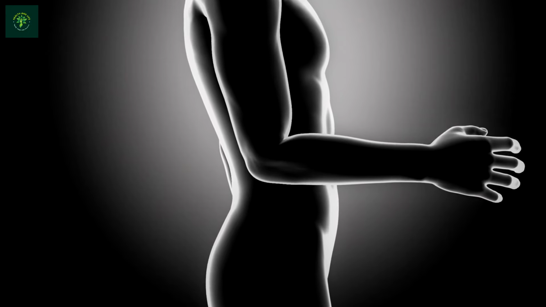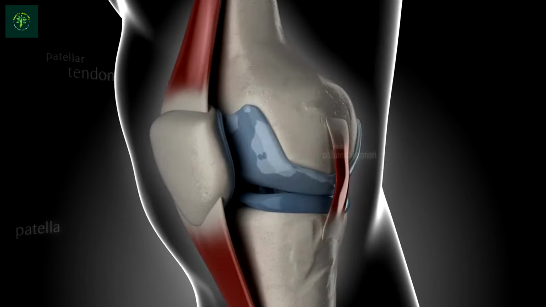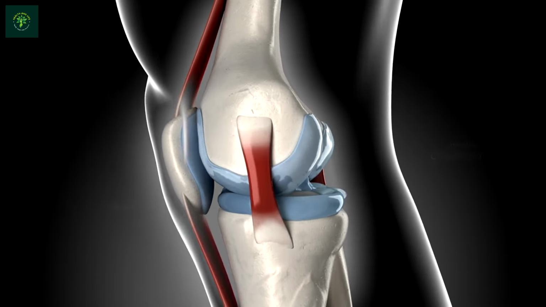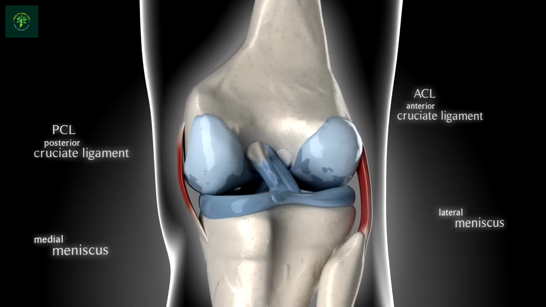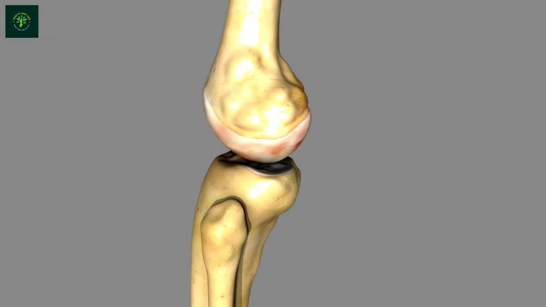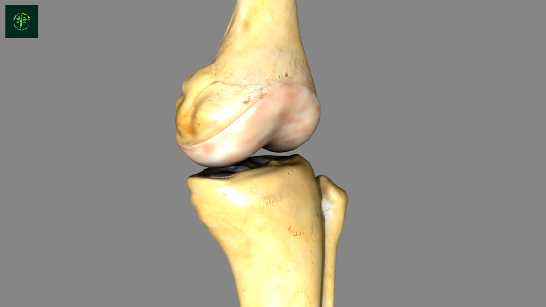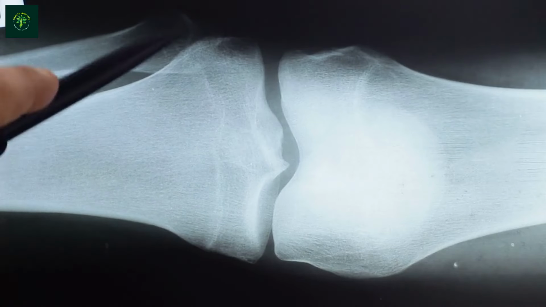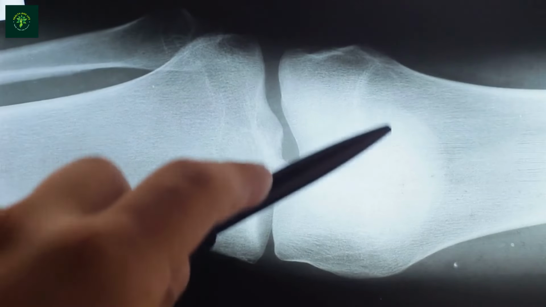Understanding knee anatomy. 1. Let's start with a quick overview of knee anatomy. The knee is a complex joint involving bones, cartilage, ligaments, and muscles. 2. The bones include the femur, thigh bone, tibia, shin bone, and patella, kneecap. 3. The cartilage, specifically the meniscus, acts as a cushion and stabilizes the knee.